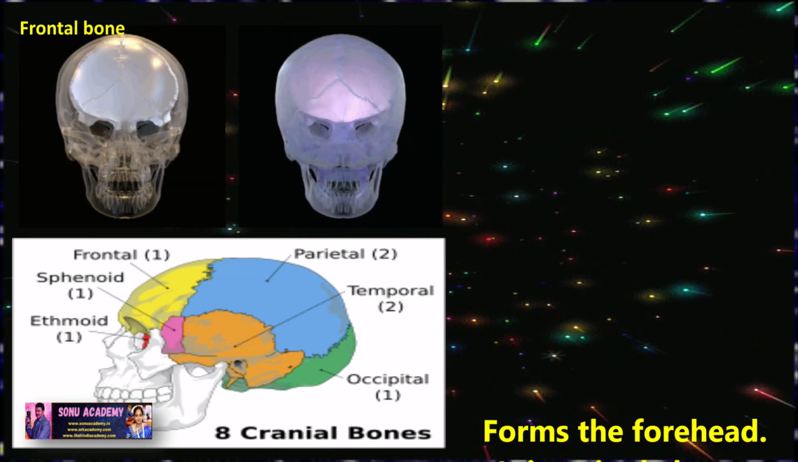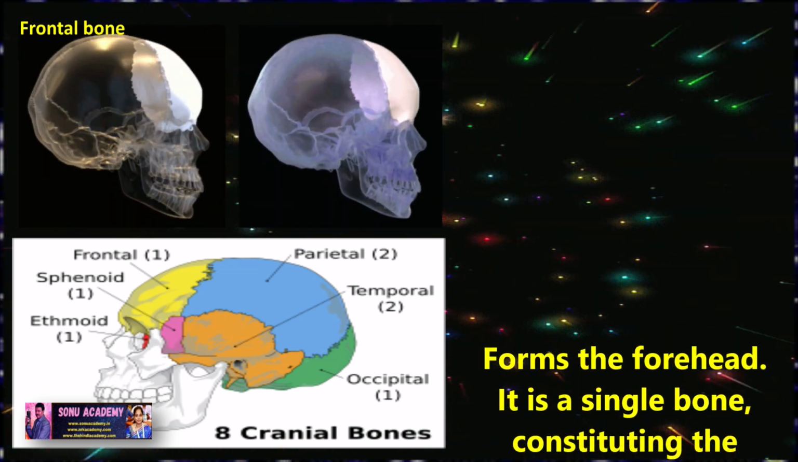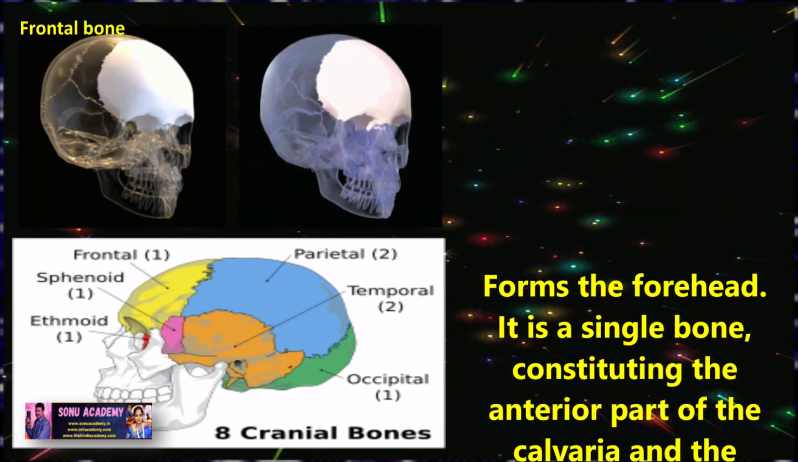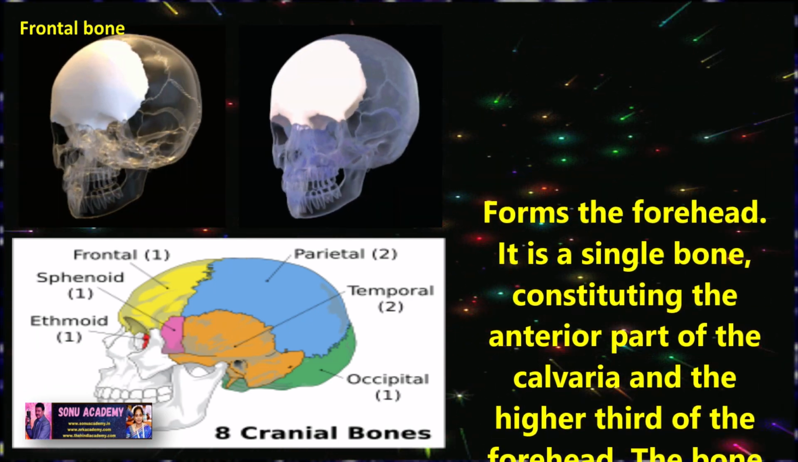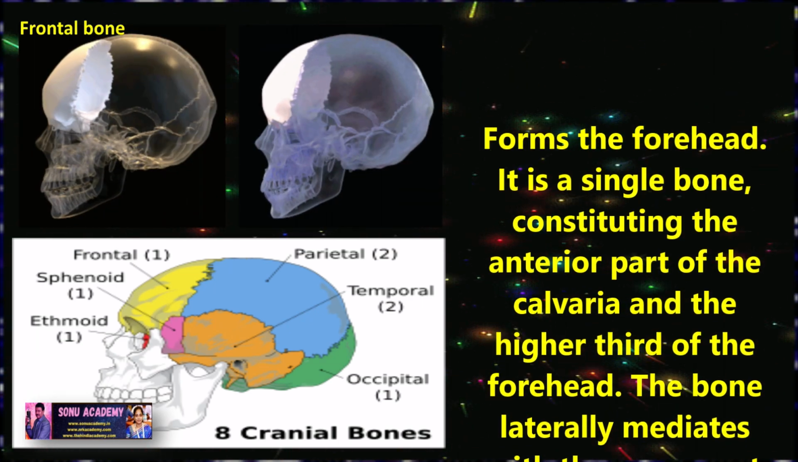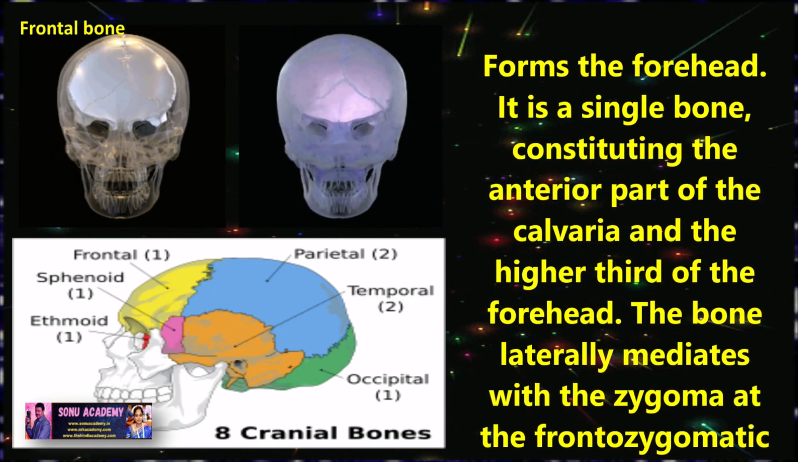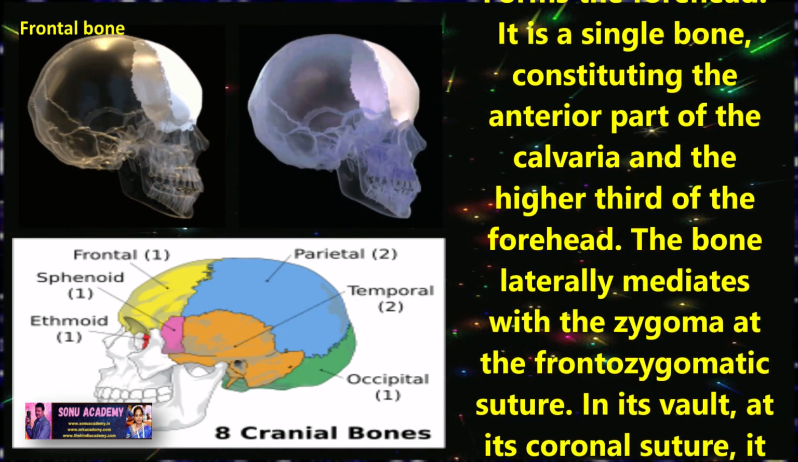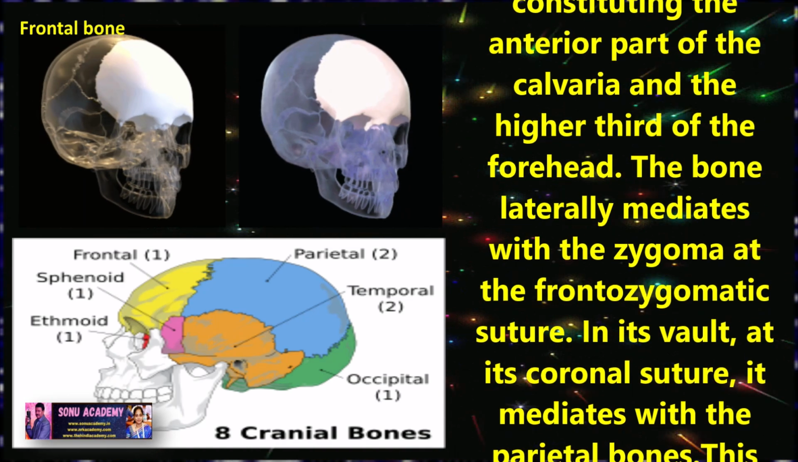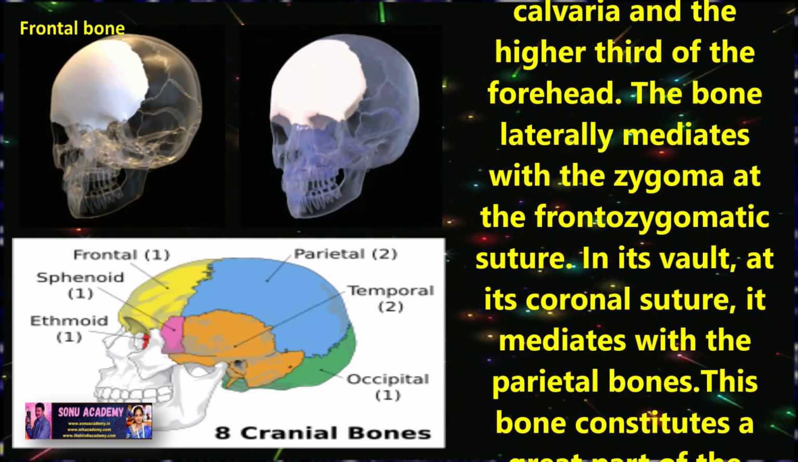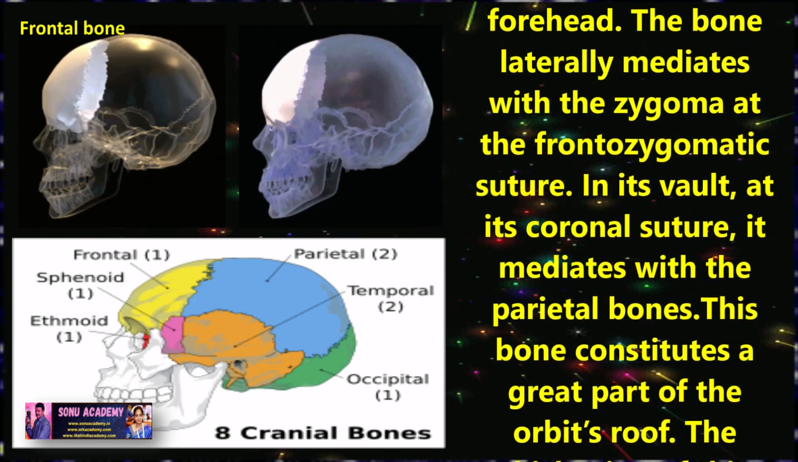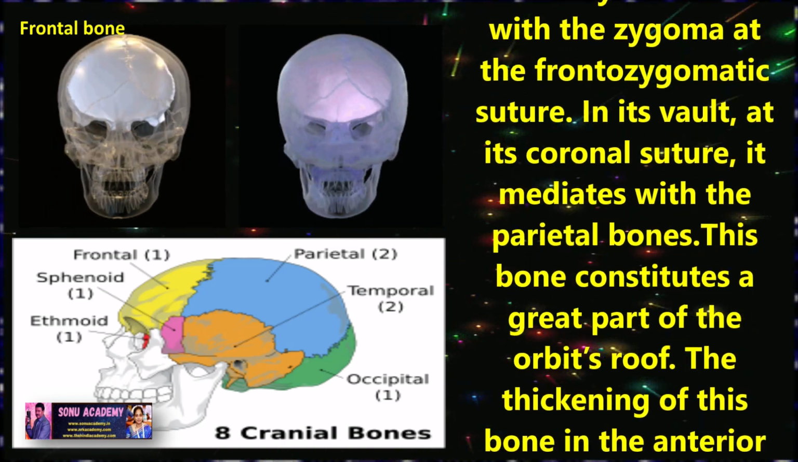First, let us see what is the frontal bone. The frontal bone forms the forehead. It is a single bone constituting the anterior part of the calvaria and the upper third of the face. The bone laterally articulates with the zygoma at the frontozygomatic suture. In its vault, it forms the coronal suture. It articulates with the parietal bones.